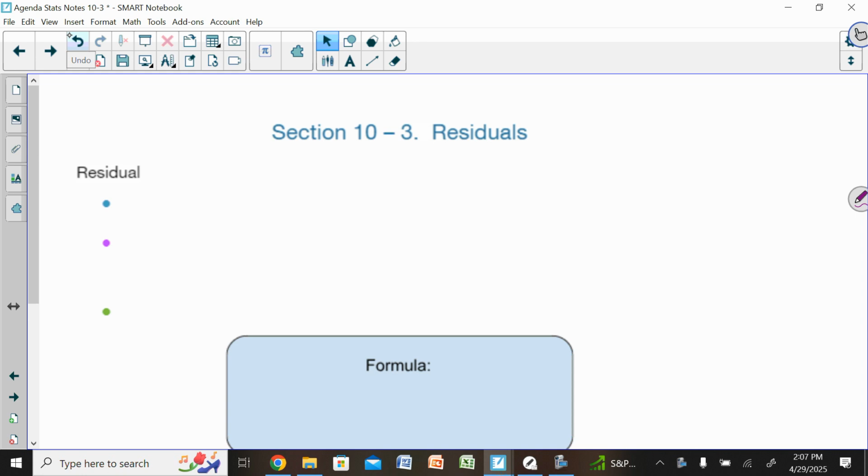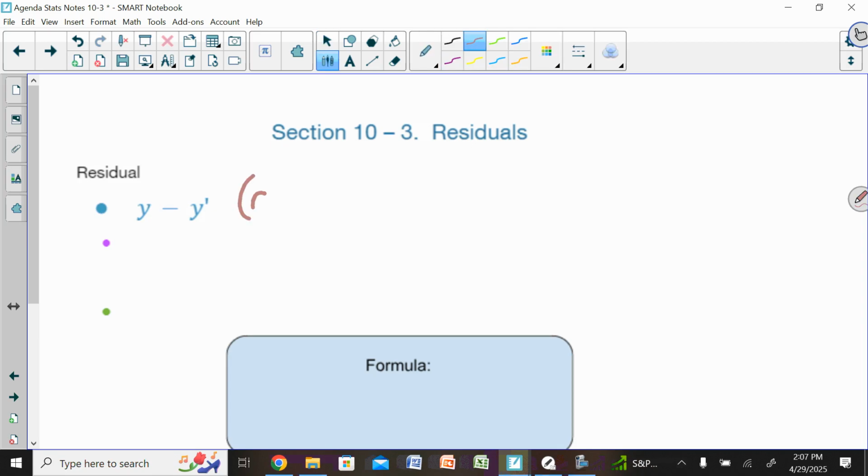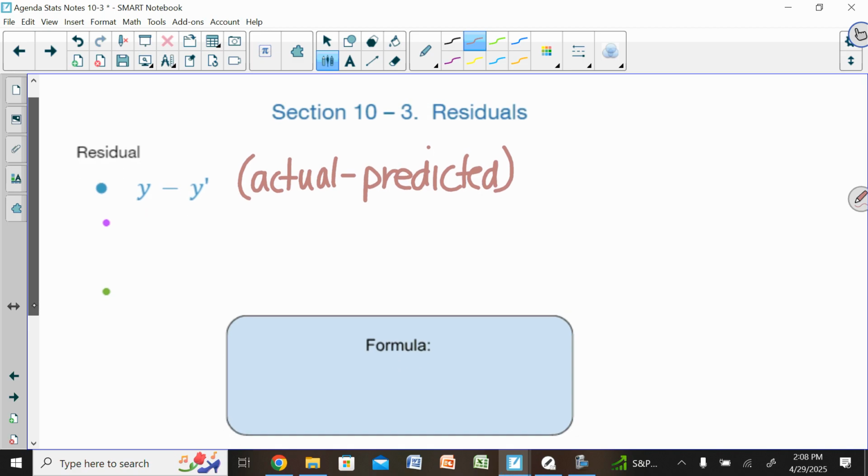First of all, a residual is y minus y prime. What actually happened minus what was predicted to happen. I'm going to jot that down: actual minus predicted. And we have to do that for every set of data that we've got. So if we have 10 sets of data, we have 10 actual values, and then we find the predicted value using our regression line.